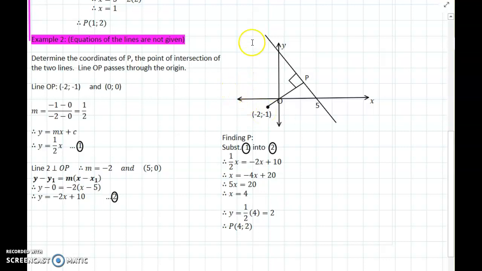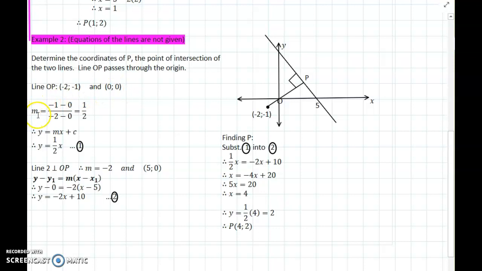So we look at our information here in our sketch. We have a line here which cuts the x-axis at 5, and we have another line here which is perpendicular, and this line OP passes through O, the origin, and it has a point on there. So now we want to determine the equation of these two lines. So we have a line with two bits of known information. And so we're going to use those 2 points and we're going to find our gradient.